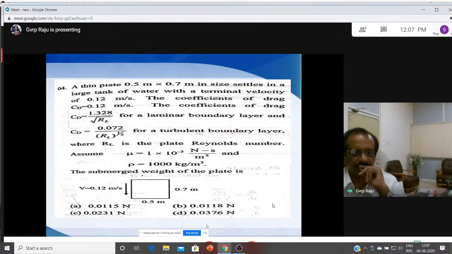It has given the expression also, where RL is the plate Reynolds number, and assume mu is equal to 1 into 10 power minus 3 Newton second by meter square, and rho is 1000 kg per meter cube. The drag on the plate is what he has asked here.